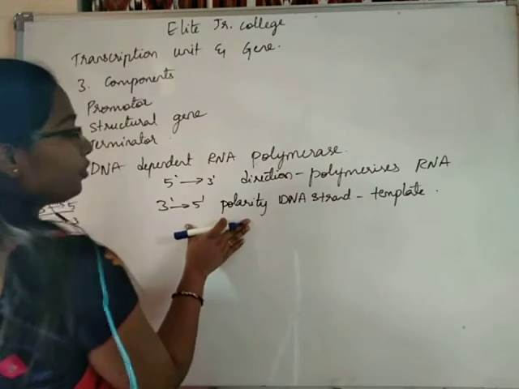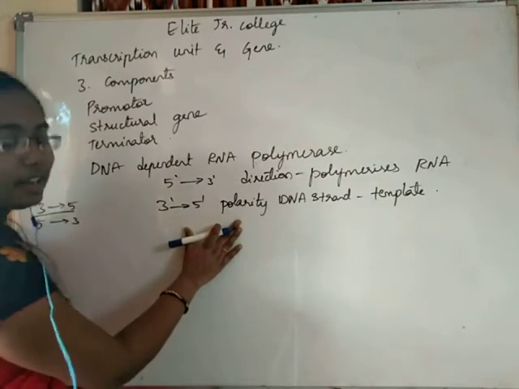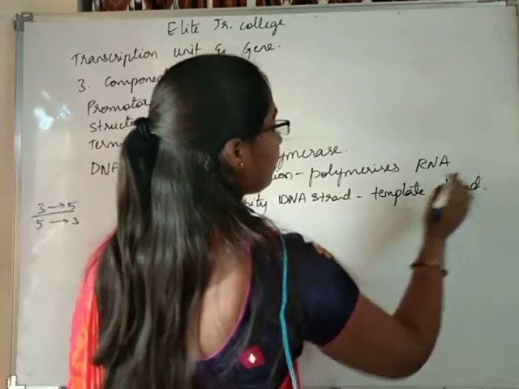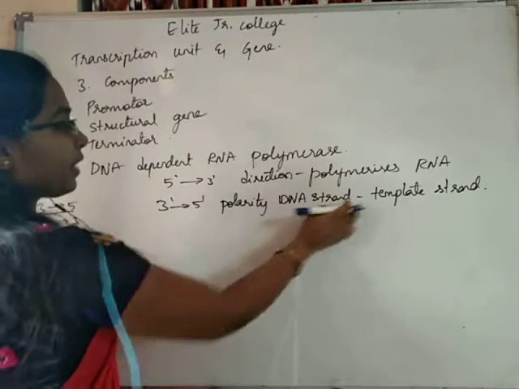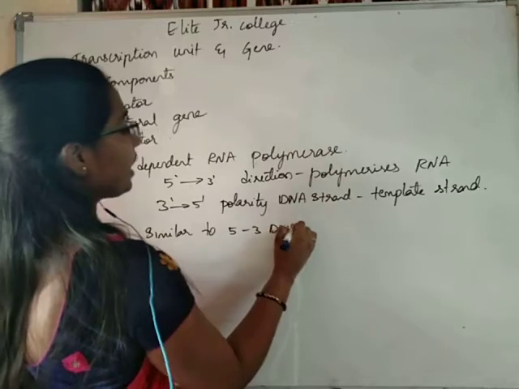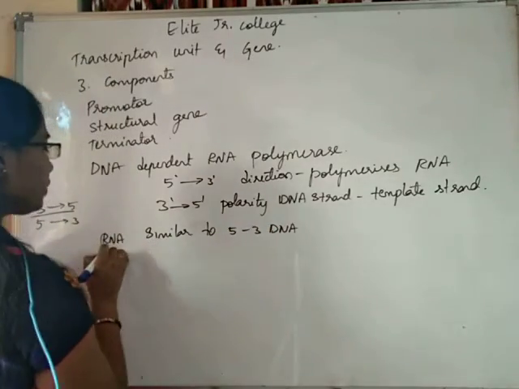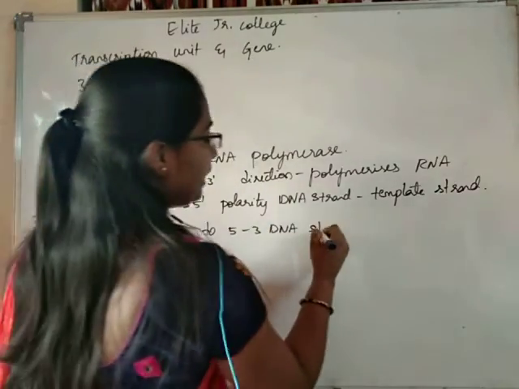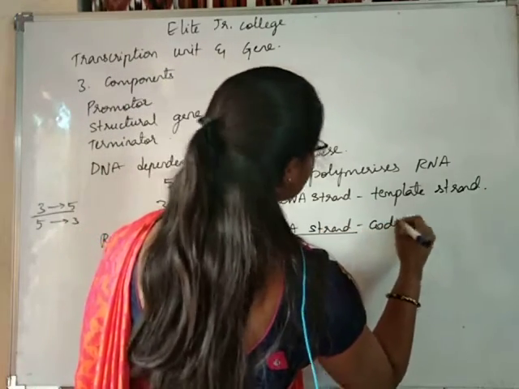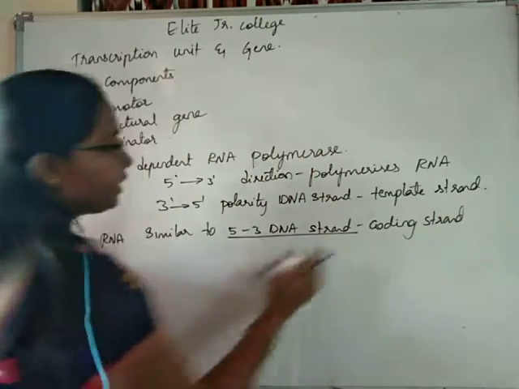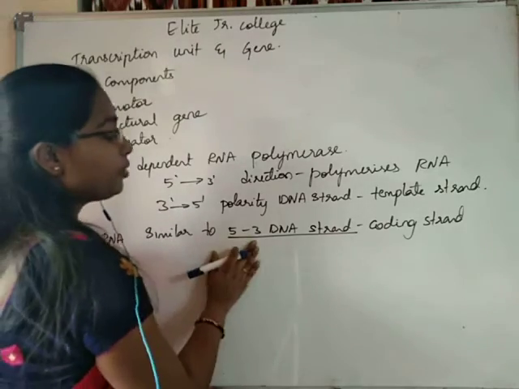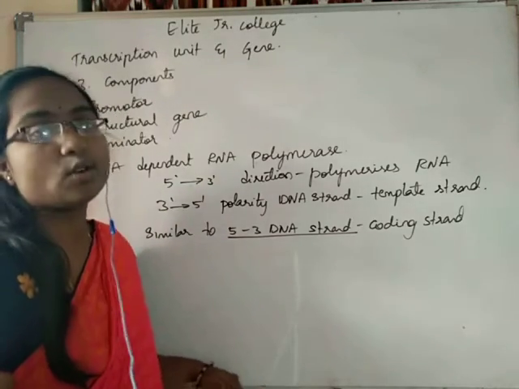This 3 to 5 polarity strand is called the template strand. The RNA produced using this template strand will be exactly similar to the 5 to 3 DNA strand. That is why this 5 to 3 DNA strand is called the coding strand, because the RNA is exactly similar to the 5 to 3 direction DNA strand.